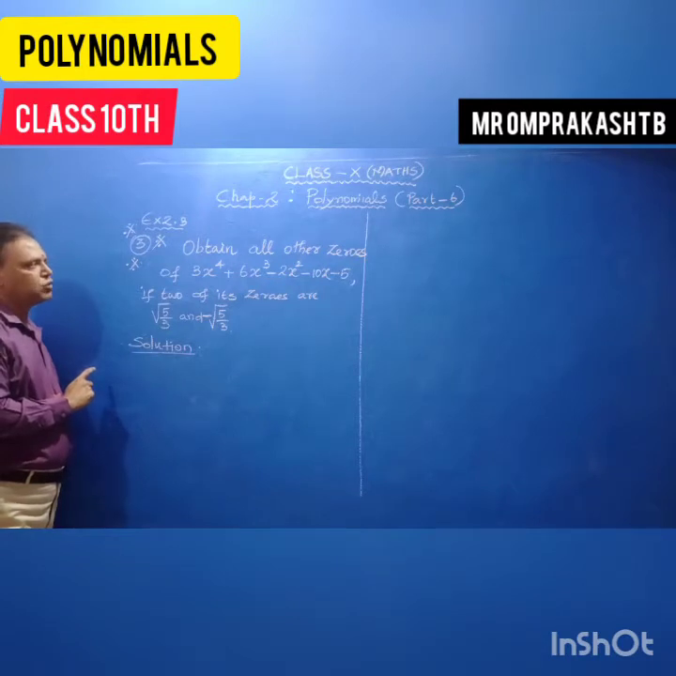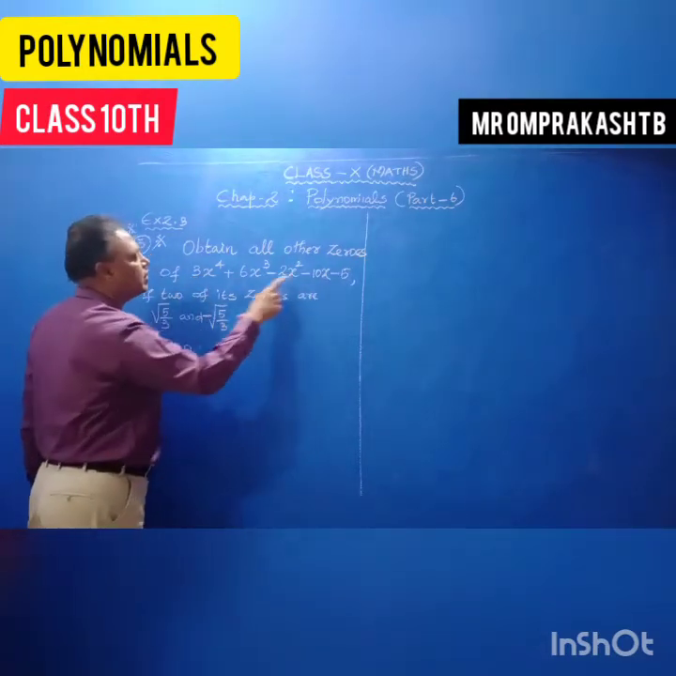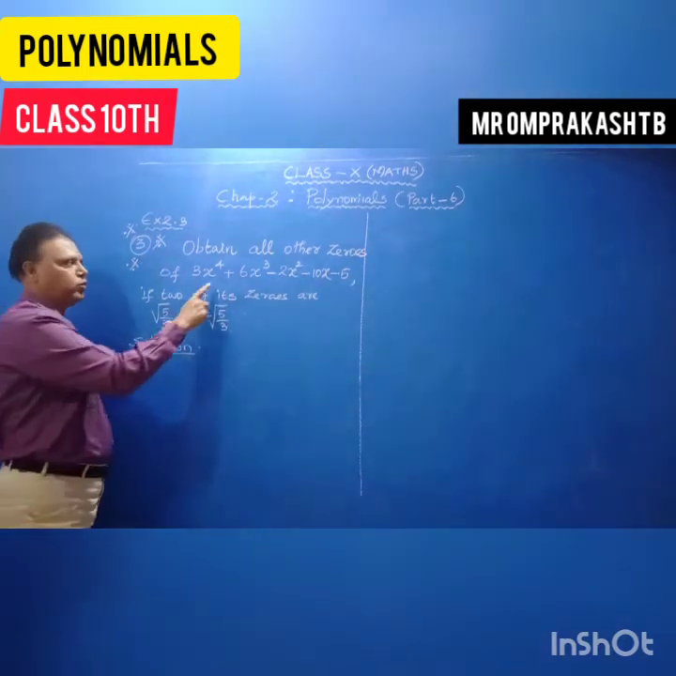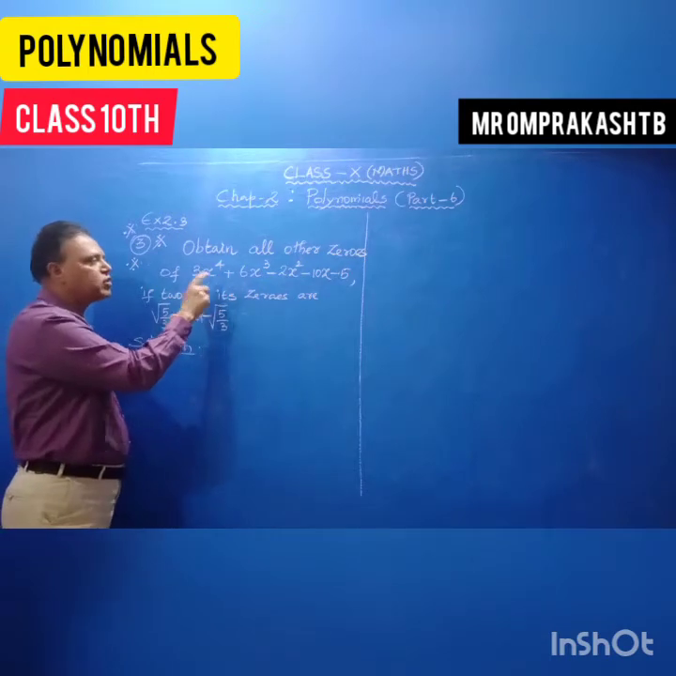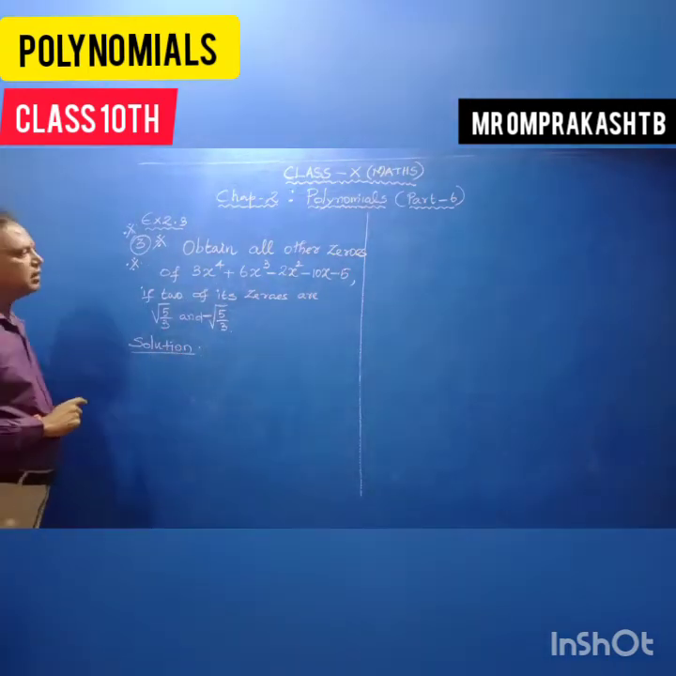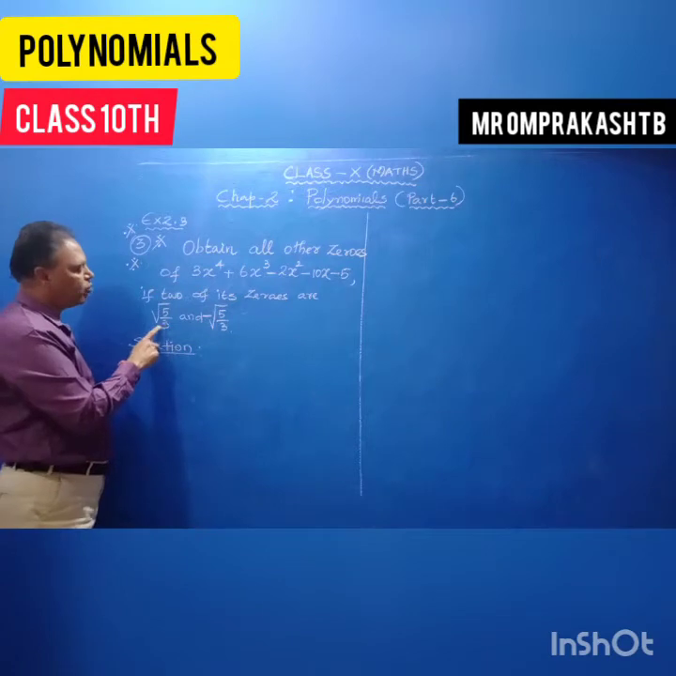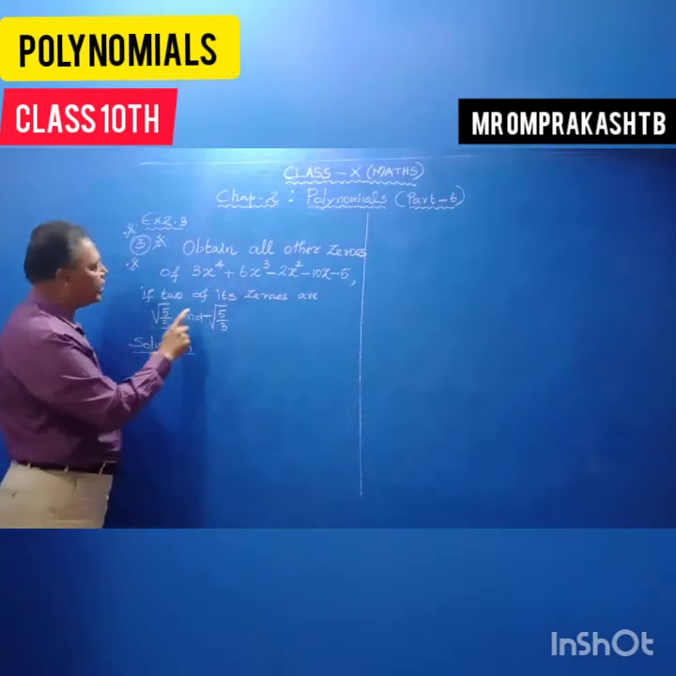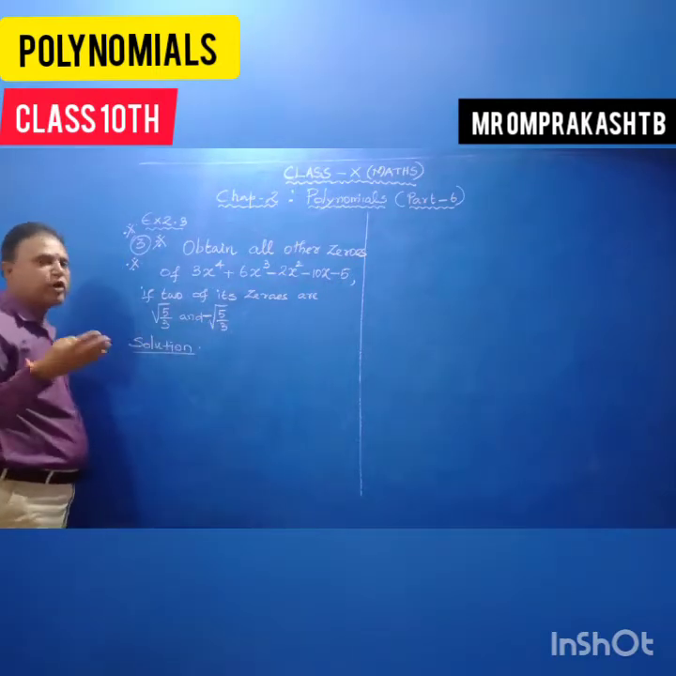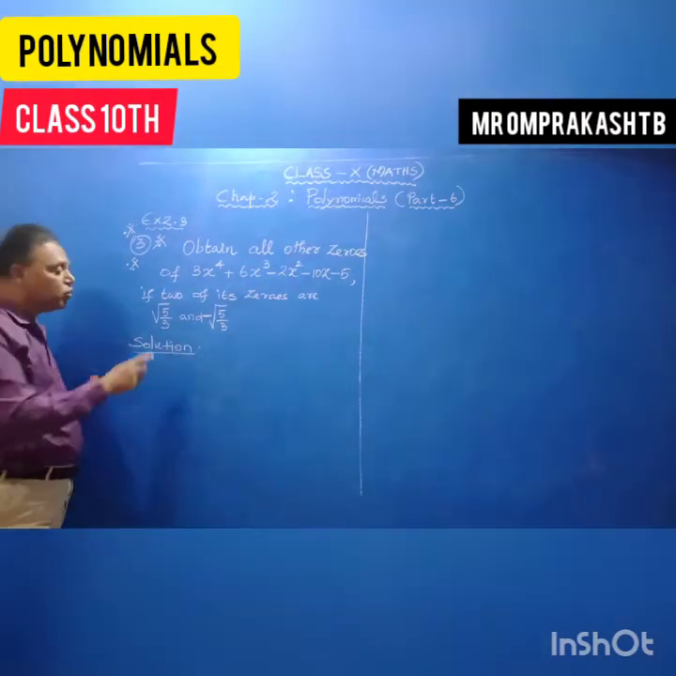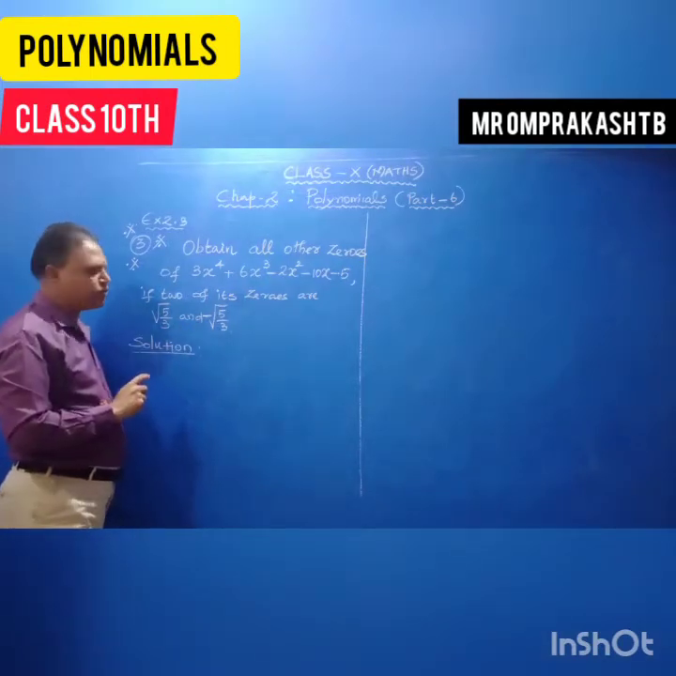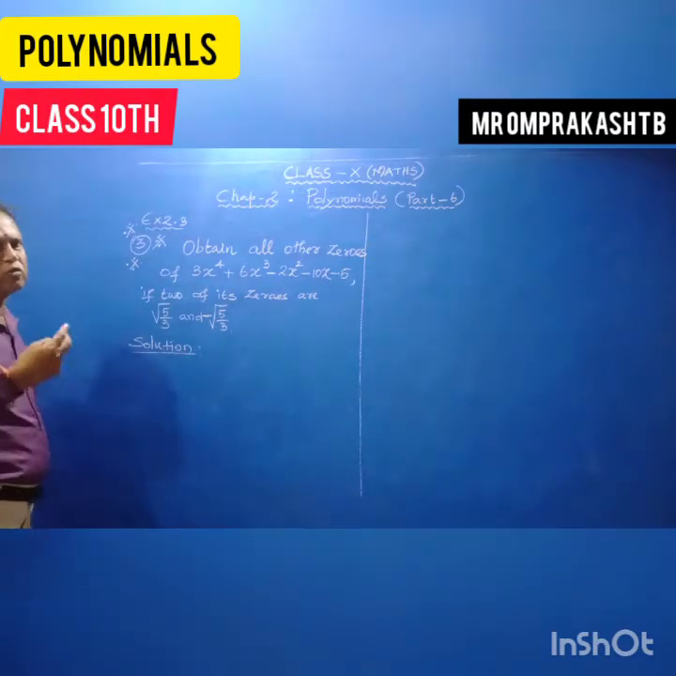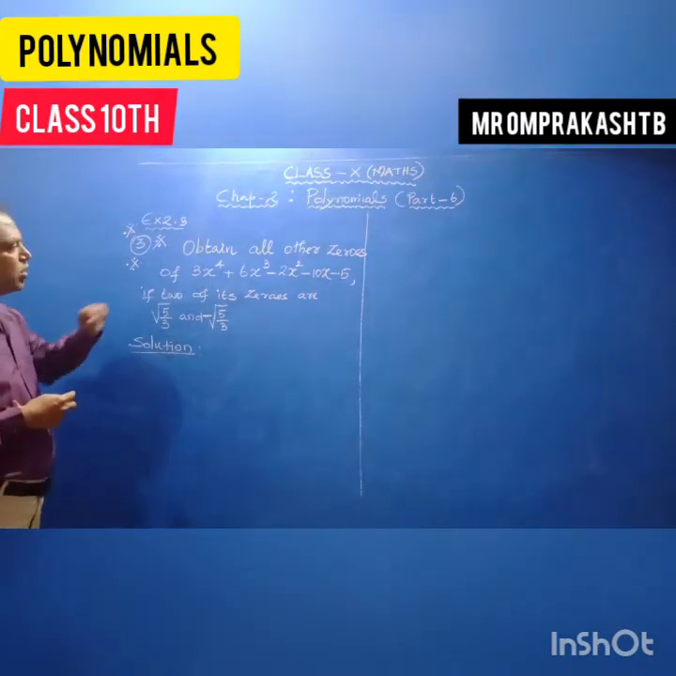Clear? So you see the polynomial. What is the degree of the polynomial? 4. Clear? So how many zeros are there? 4 zeros. But here how many zeros are given? 2 zeros are given. Now find the other zeros. That means another 2 zeros you have to find out, using these 2 zeros.